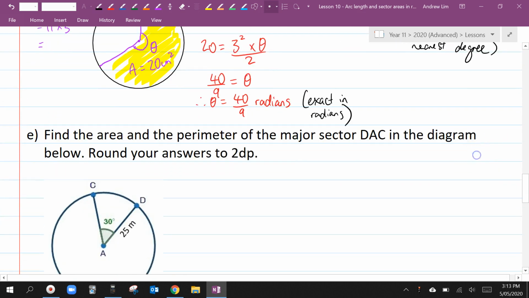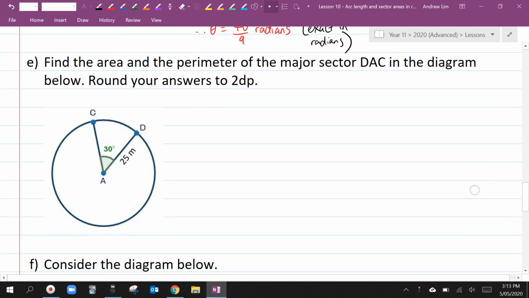Okay, question E. Find the area and the perimeter of the major sector DAC in the diagram below. Round your answers to 2 decimal places. Okay, so it's very important that we know that we are looking for the major sector. So the major sector is this entire area. All of this. This is the major sector. So we want to find the area and the perimeter.